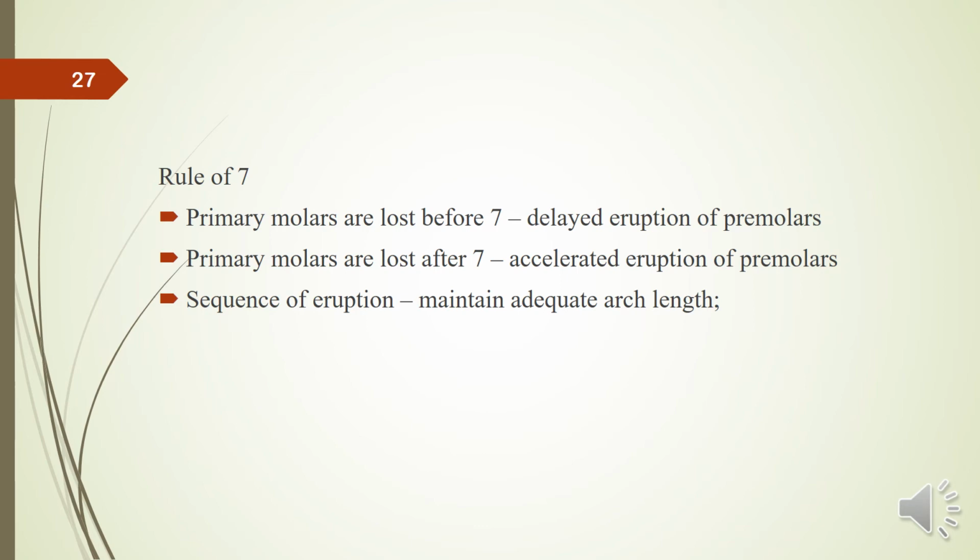So the rule of 7 helps us explain things like that, and also explain to the parent that if we extract a primary molar before the age of 7, the premolars will have delayed eruption, and therefore it is necessary for us to preserve the space of those extracted primary molars with something called space maintainers. So I hope you all understand this rule of 7.